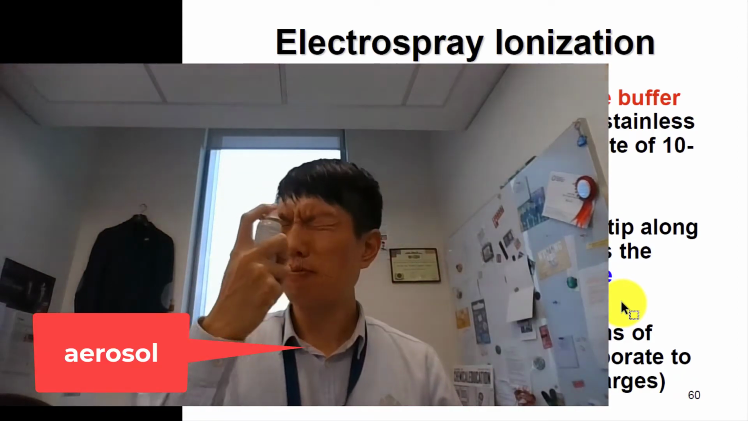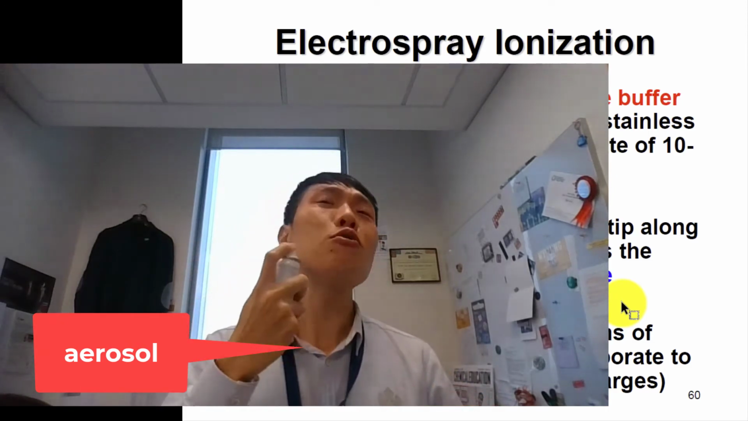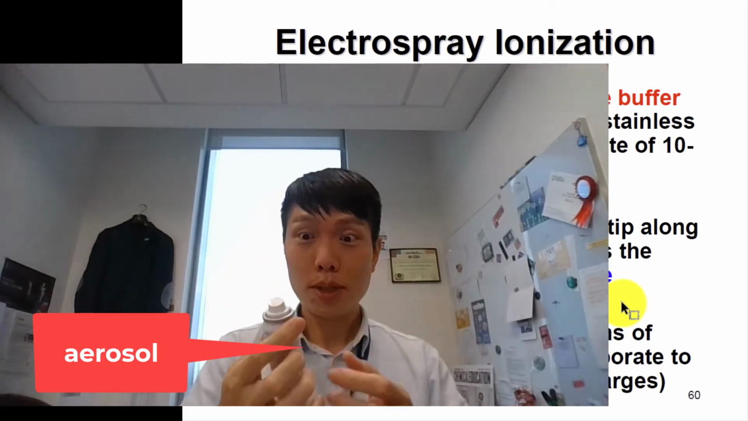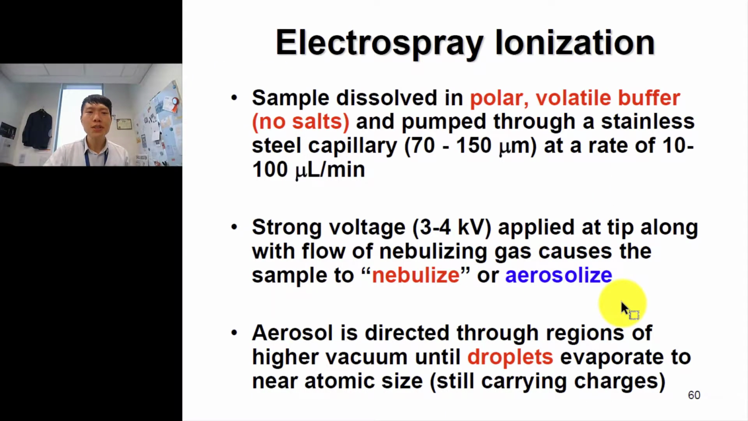You see the spray right there, very fine droplets. So fine that so many go to my eyes. But it's very refreshing. This aerosol is directed through a region of high vacuum until the droplets evaporate to near atomic size. And they still carry charge, because if they are not charged, we can't detect them through mass spectrometry.